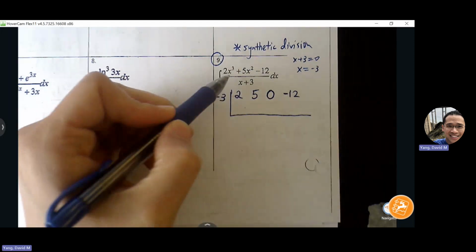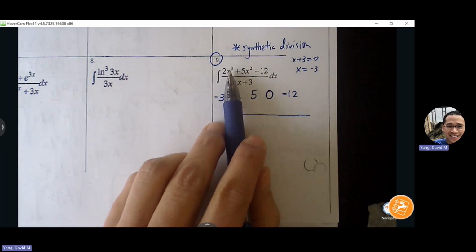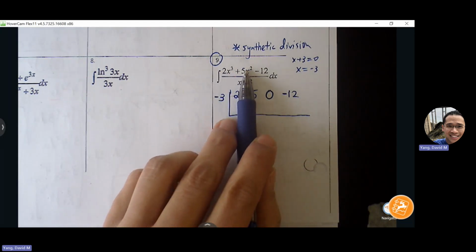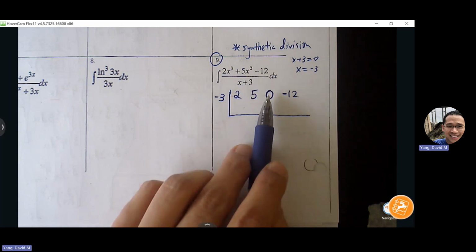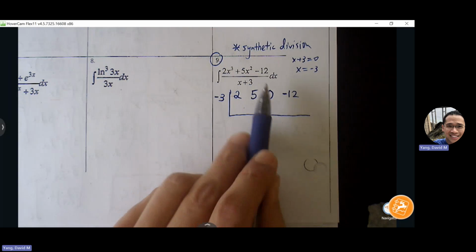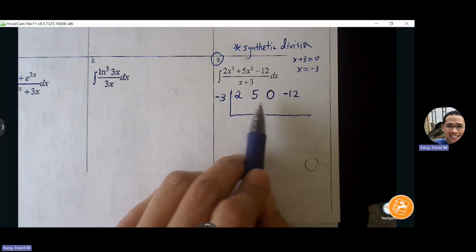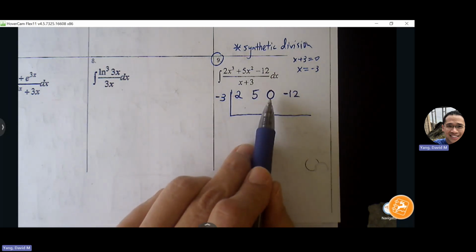Yeah, so we need a placeholder for every degree. So there's a 2x cubed there. There's a 5x squared here, but then it's missing an x. So it's missing an x power, but that's the same thing as saying plus 0x. So for this process, if any degree is skipped over and there's no representation of that degree, we'll put a 0 in place of that.